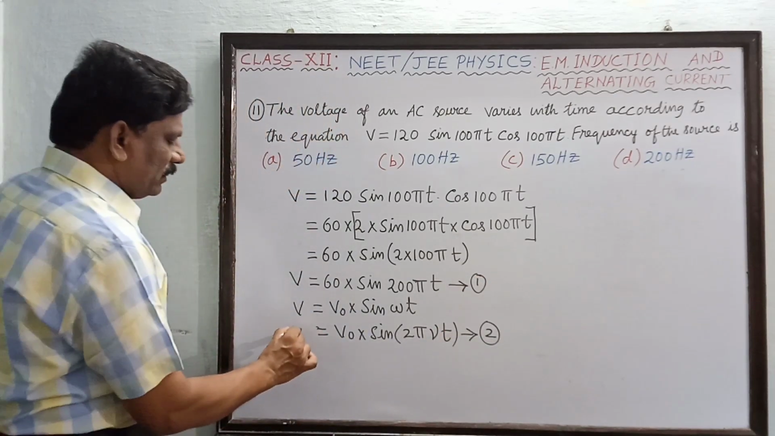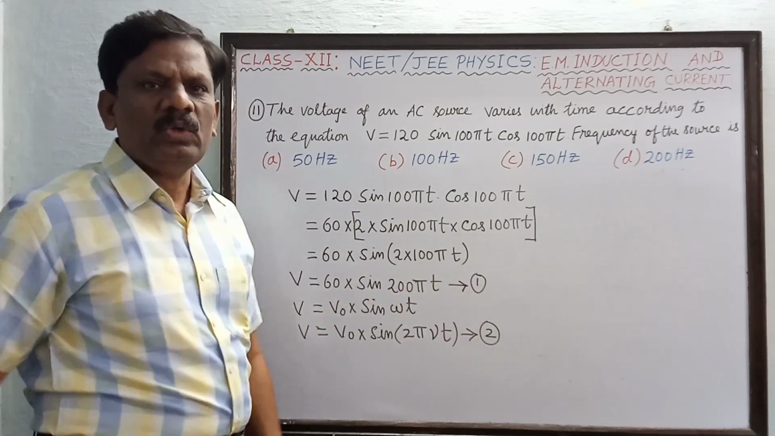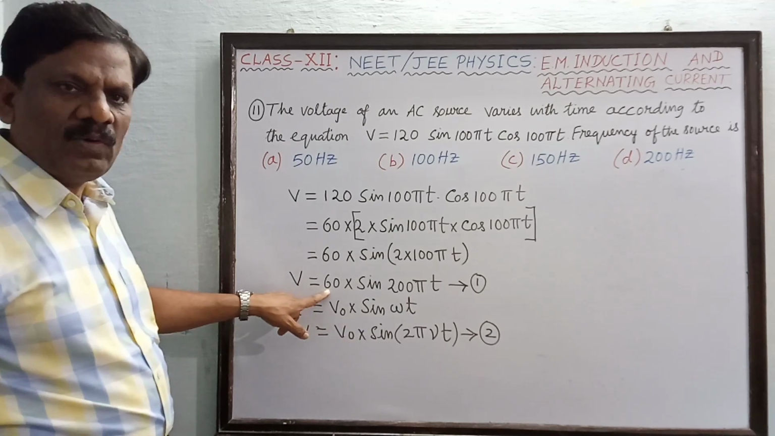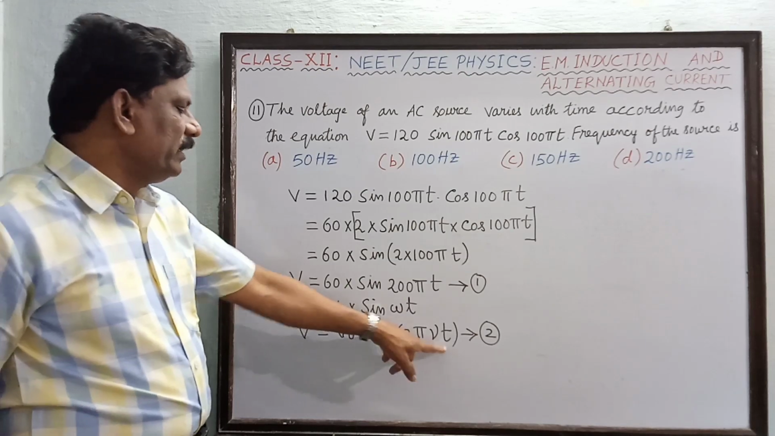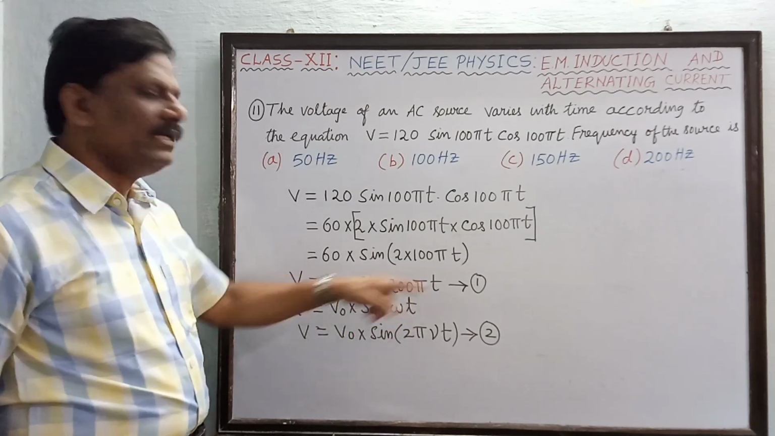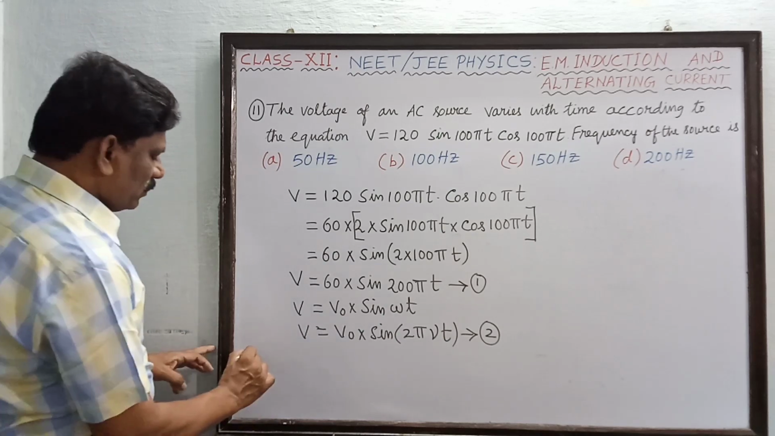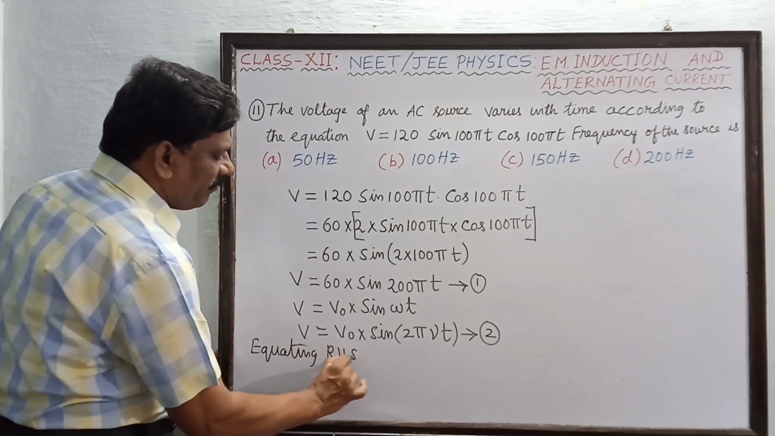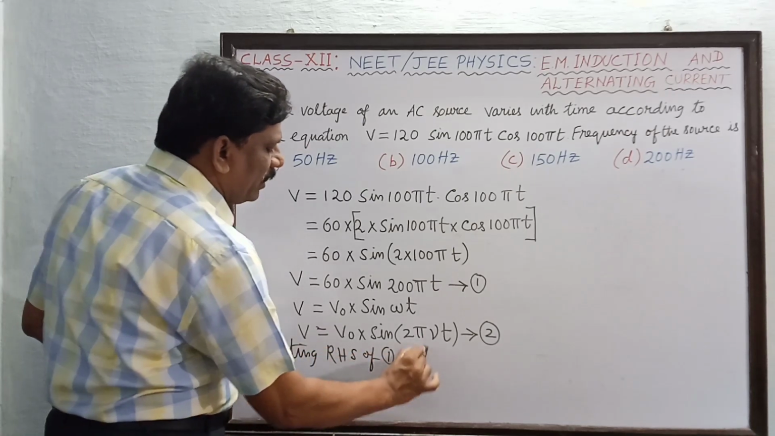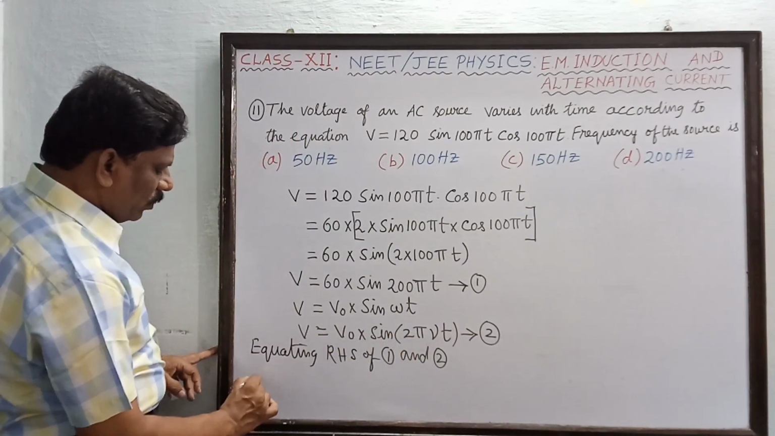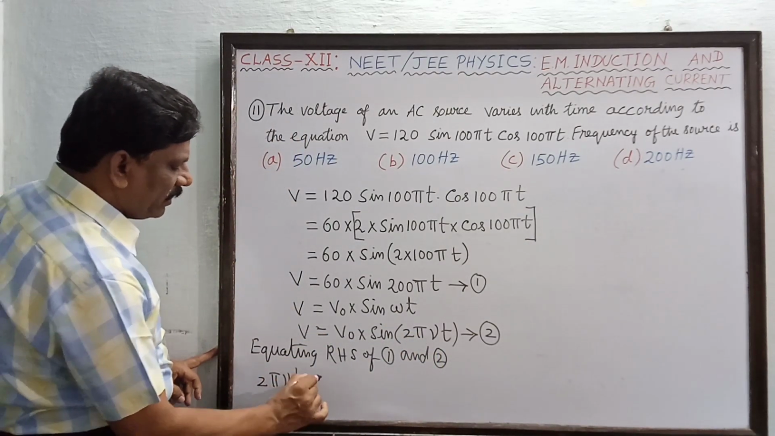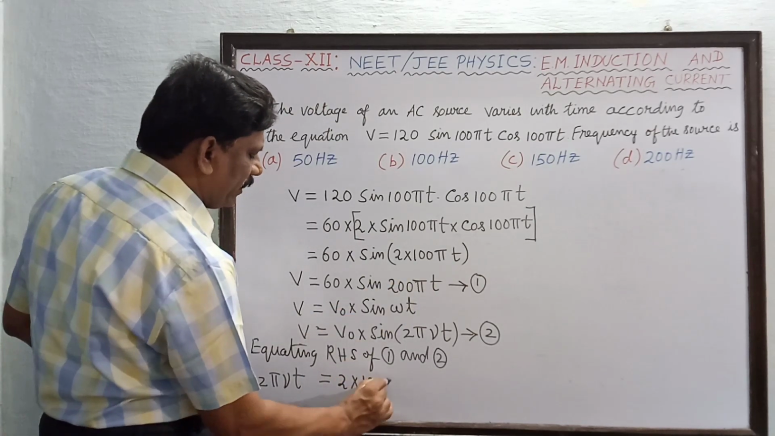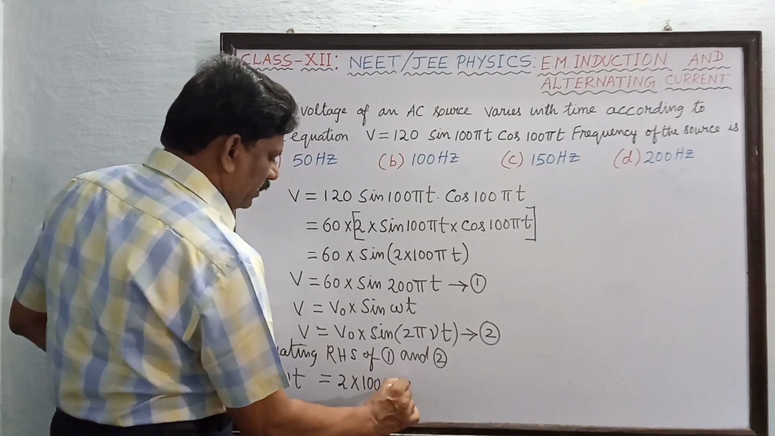Now compare equations 1 and 2. I am going to compare the right hand sides. The peak value of the voltage is 60 volt. Now sin(2πνt) is equal to sin(200πt). Equating the RHS of equations 1 and 2, 2πνt is equal to 200πt, which can be written as 2 into 100 into π into t.